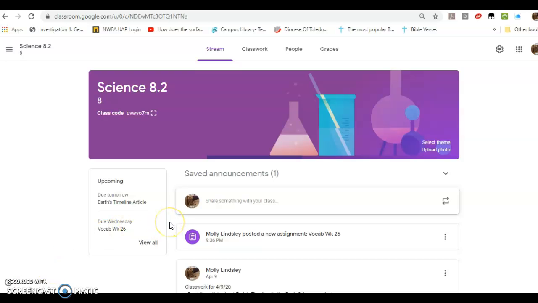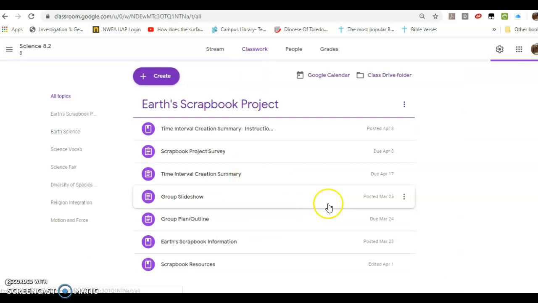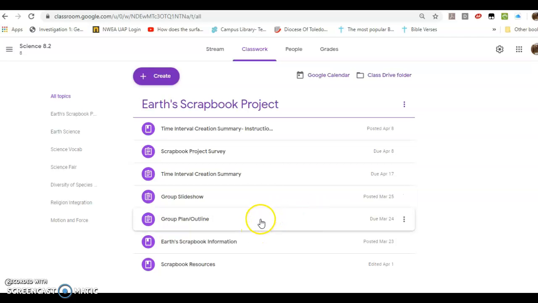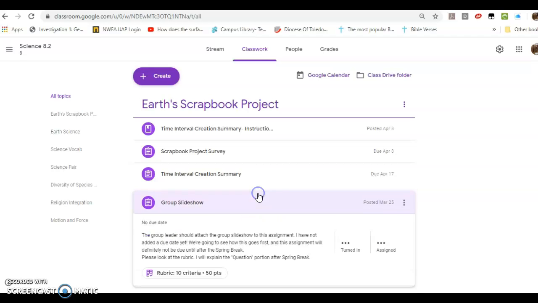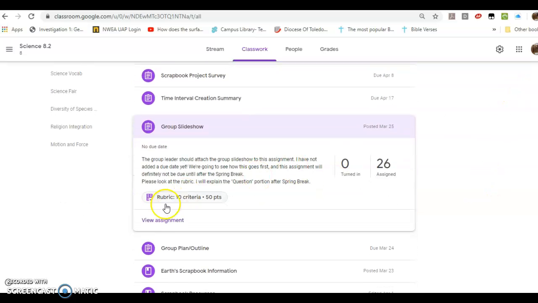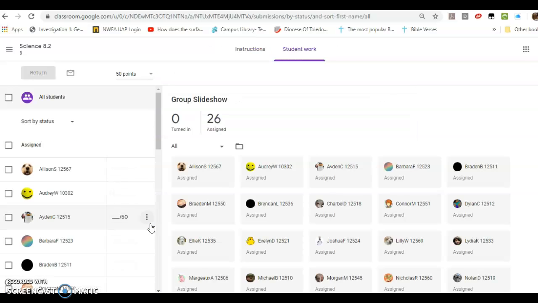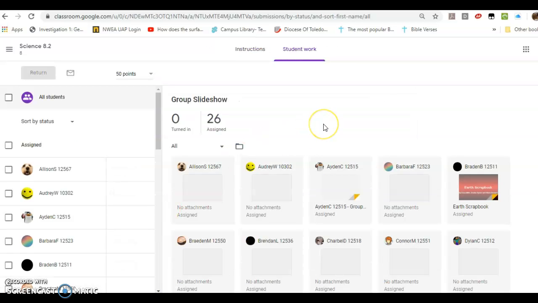Okay, so this week we're going to start working on your slideshows. If you remember in the classwork section when we first started all of this, the second day after you linked your outline, I asked you to link a slideshow to this slideshow section. So it should be a slideshow that your group leader has created. It can be blank at this point. That's not a big deal. But I want one linked for each group.